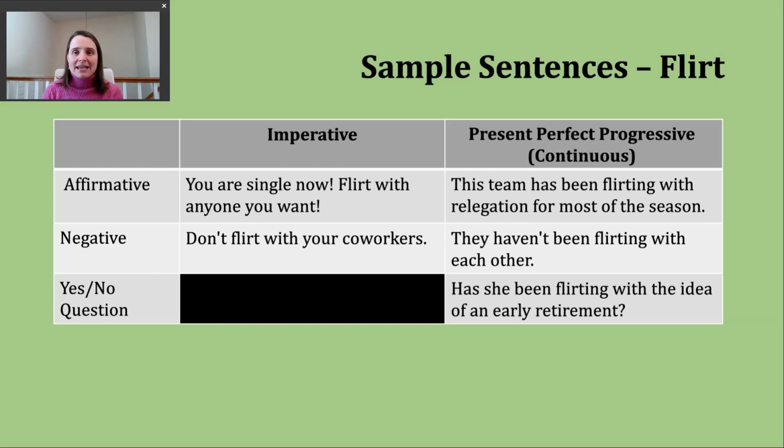Finally, if I want to make a yes or no question in the present perfect progressive, I'm going to start with have or has, whichever form matches my subject, and the subject comes next. Then I use the participle been, and then the ing form of the verb. Here's another example. Has she been flirting with the idea of an early retirement? Okay, so that's considering a topic, considering a choice here, maybe of retiring early.